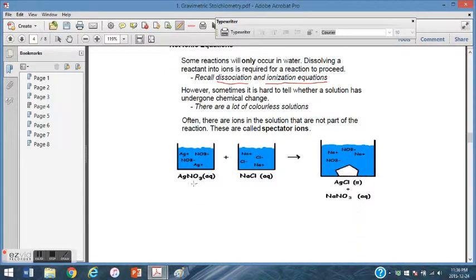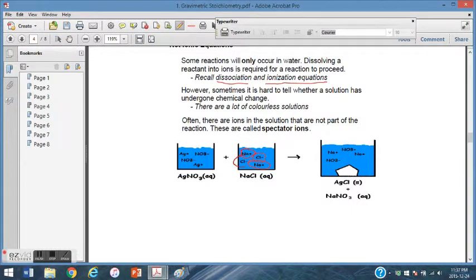Okay. So here's another example. If I take silver nitrate and sodium chloride, mix them together, I'm going to get a bunch of ions. The silver nitrate will dissociate and it's going to form silver ions and nitrate ions. There they all are floating around. I dissolve my sodium chloride. I'm going to get sodium ions. There they are. And chloride ions.